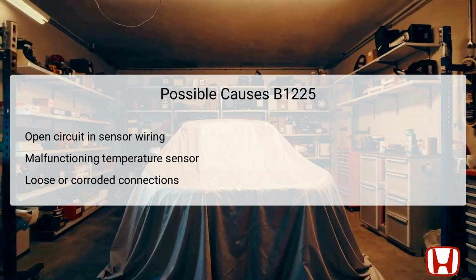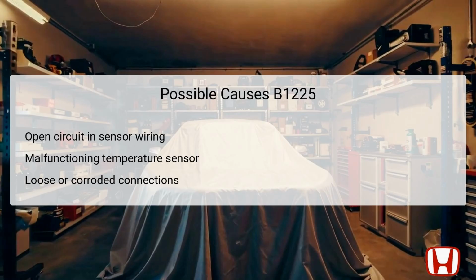Additionally, a malfunctioning temperature sensor itself could produce incorrect signals or no signal at all, leading to the DTC being stored. Furthermore, loose or corroded connections in the wiring harness can create intermittent faults, which may cause erratic behavior in climate control functions. It's critical to systematically evaluate each of these areas when troubleshooting B1225 to ensure a comprehensive diagnosis and repair process.